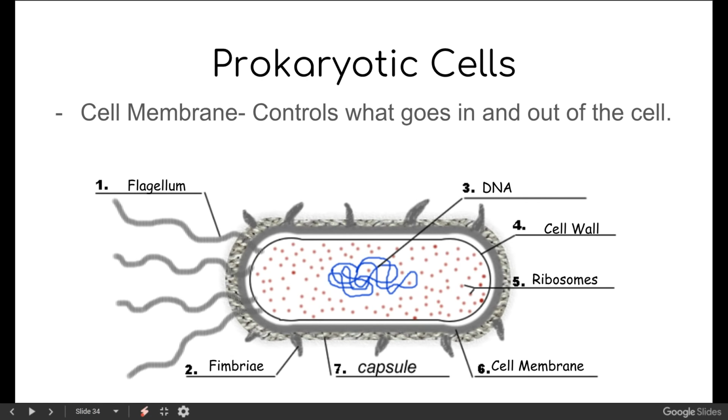And lastly, you have your cell membrane, which is this darker gray going around here. The cell membrane controls what goes in and out of the cell. Sometimes the cell needs to get rid of waste, or the cell needs to take in nutrients, and the cell membrane allows for that to happen. So it allows for things to go in or out of the cell.